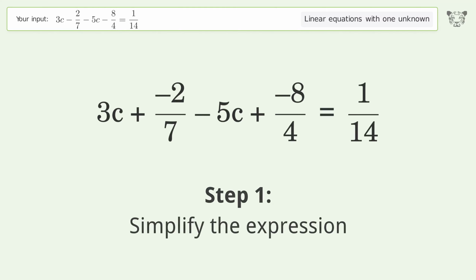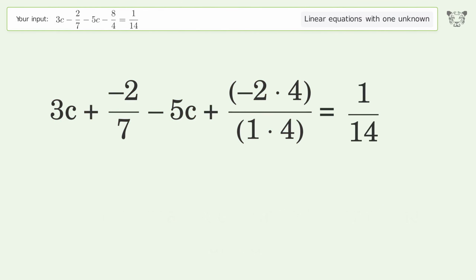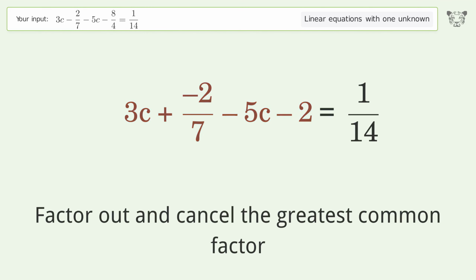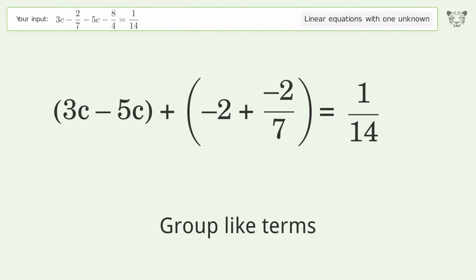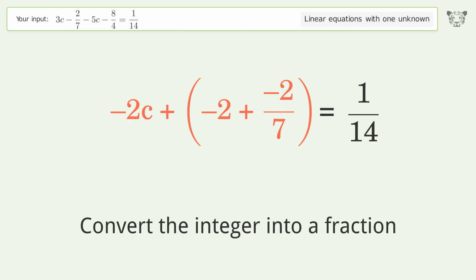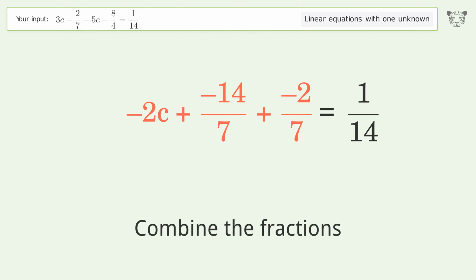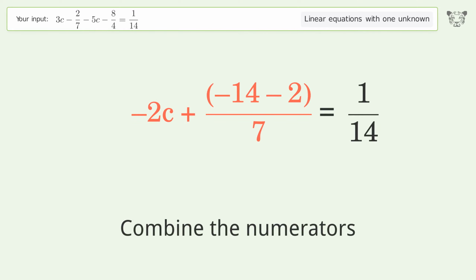Simplify the expression. Find the greatest common factor of the numerator and denominator. Factor out and cancel the greatest common factor. Group like terms. Simplify the arithmetic. Convert the integer into a fraction. Combine the fractions. Combine the numerators.